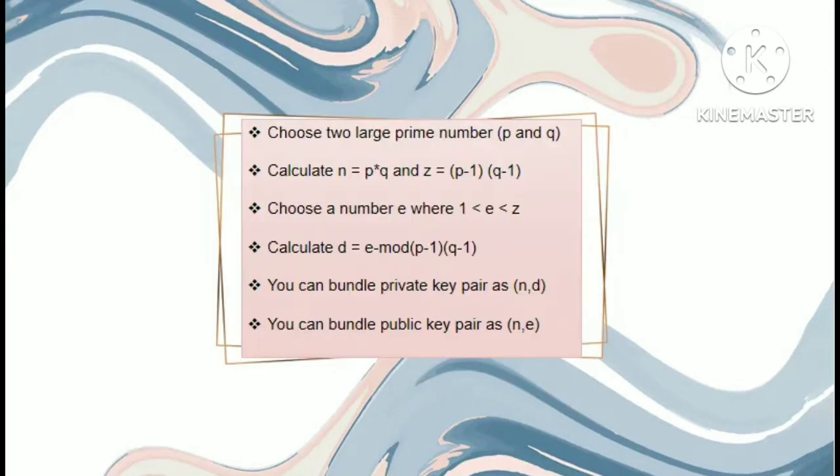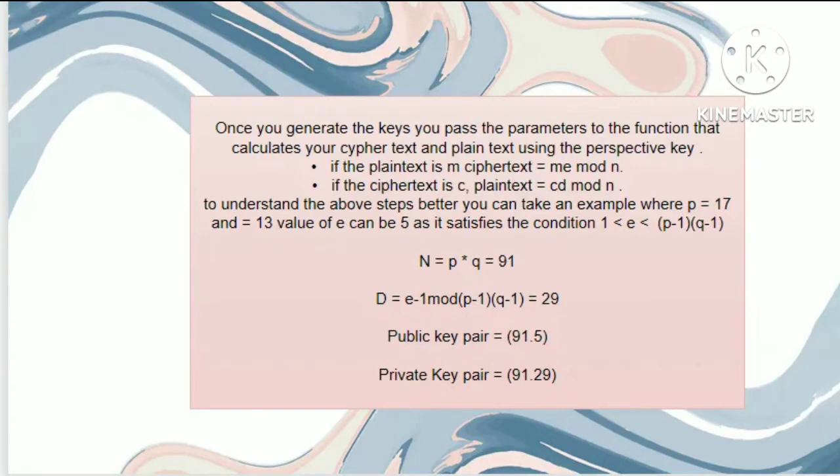To calculate using the RSA calculator, you need to generate public and private keys before running the function. There's a ciphertext and plain text. They use certain variables and parameters. Once you generate the keys, you pass the parameters to the function that calculates your ciphertext and plain text using the respective key.